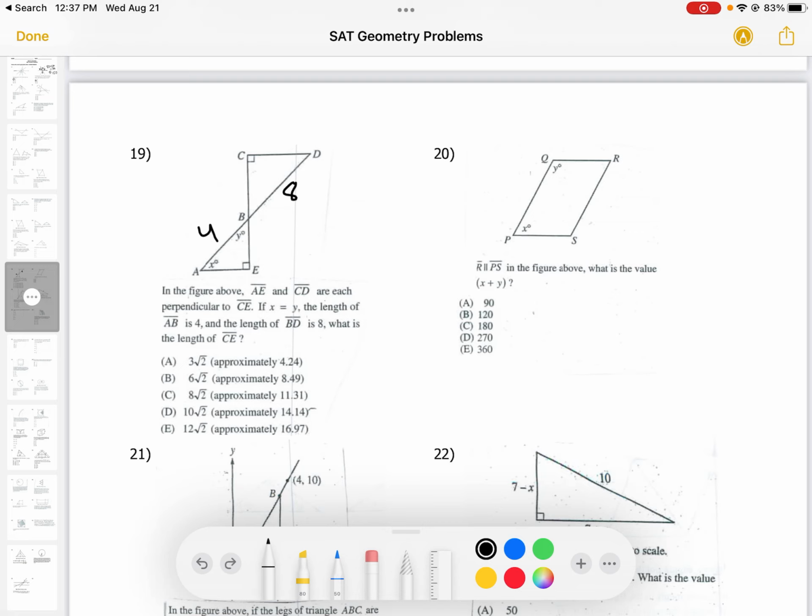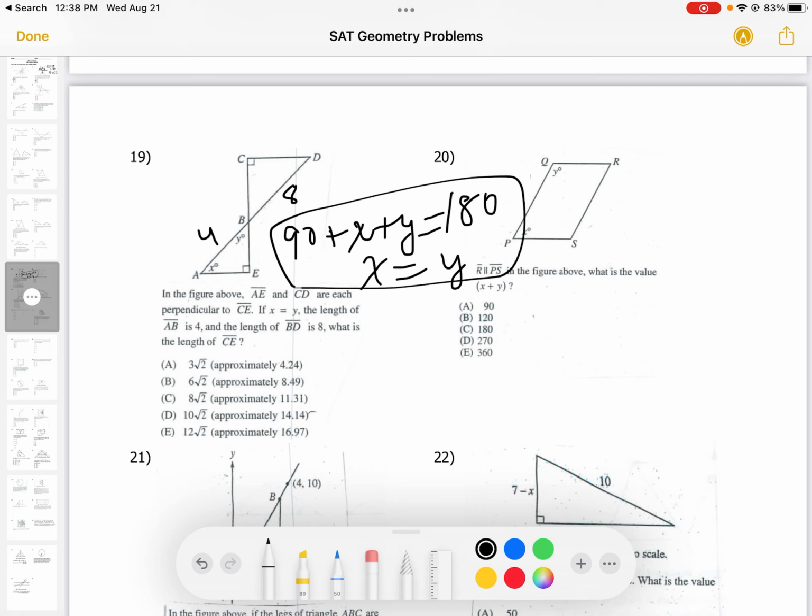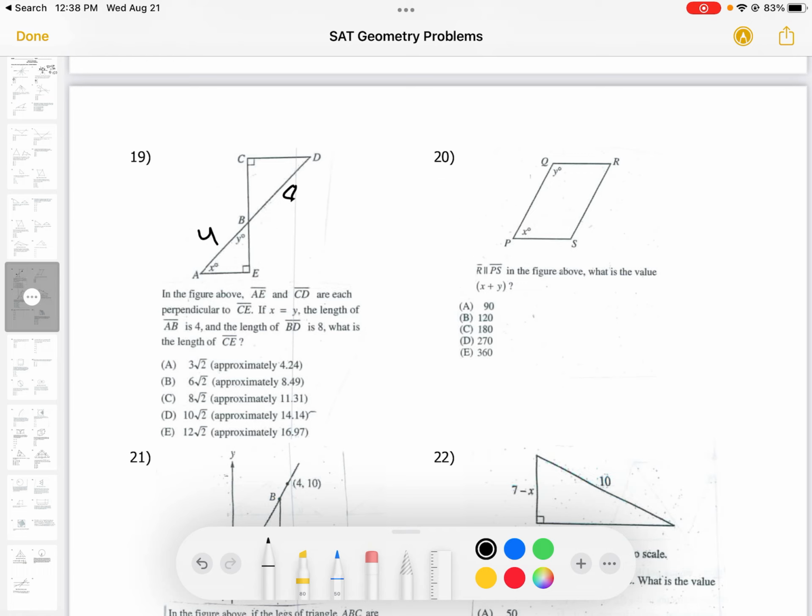Well, we know this is a 90-degree angle. So 90 plus x plus y is 180 degrees. But we also know x equals y. When we solve the system I've just boxed, we get x is equal to y is equal to 45 degrees. So what that tells me is angle x is 45 degrees and angle y is 45 degrees, which means triangle ABE is a 45, 45, 90 degree triangle.